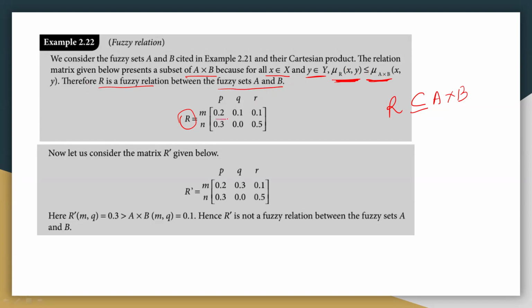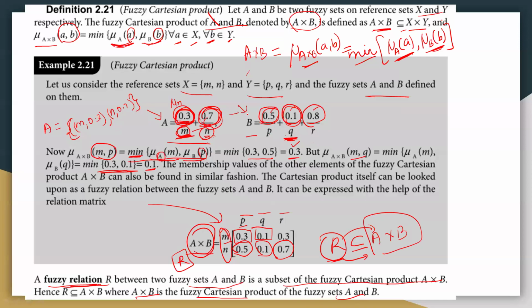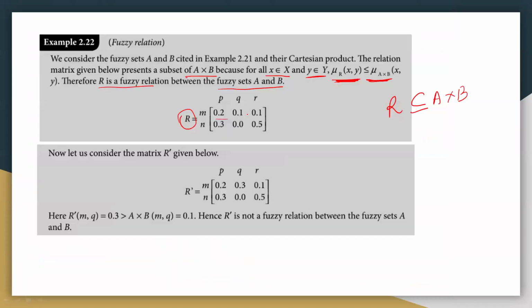So you can see the value here is something different. Somehow we found out this value. And here you can see it is 0.3, 0.1, 0.2, 0.5, 0.1, and 0.7. But here you can see all the values are lesser than the Cartesian product. So it is a subset of that. Okay. Now suppose we take another matrix R dash, or another relation R dash.